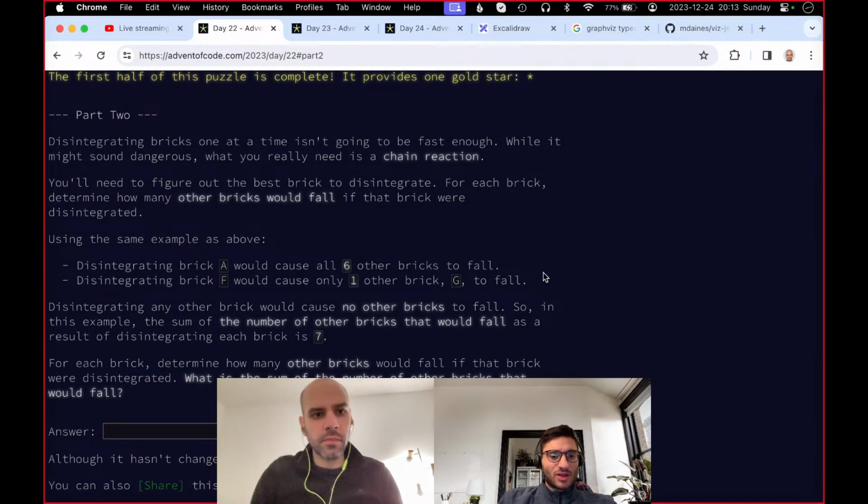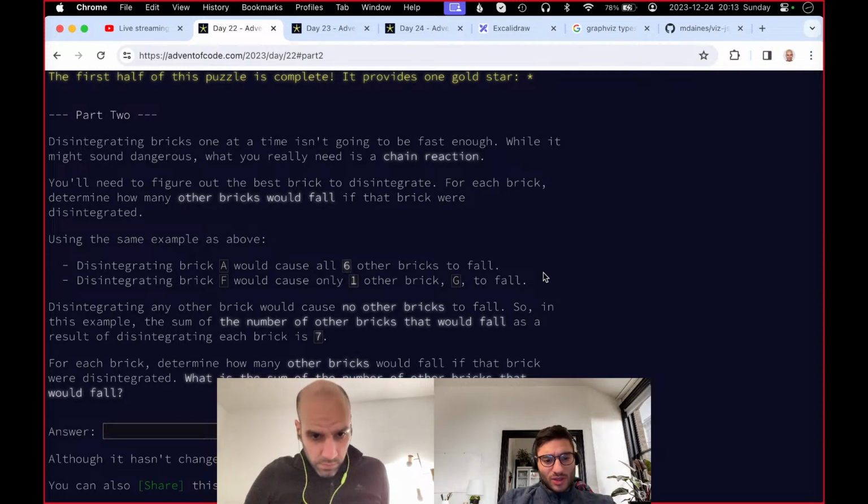Disintegrating bricks one at a time isn't going to be fast enough. While it might sound dangerous, what you really need is a chain reaction. You'll need to figure out the best brick to disintegrate. For each brick, determine how many other bricks would fall if that brick were disintegrated. Using the same example as above, disintegrating brick A would cause all 6 other bricks to fall. Disintegrating brick F would cause only 1 other brick, G, to fall. Disintegrating any other brick would cause no other bricks to fall, so in this example the sum of the number of other bricks that would fall as a result of disintegrating each brick is 7.